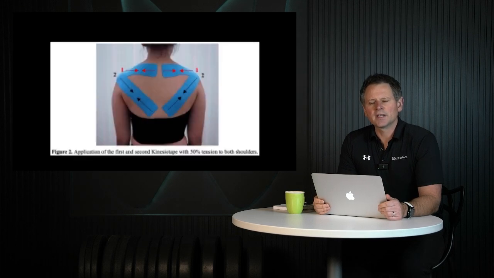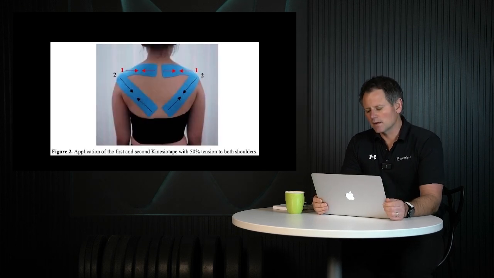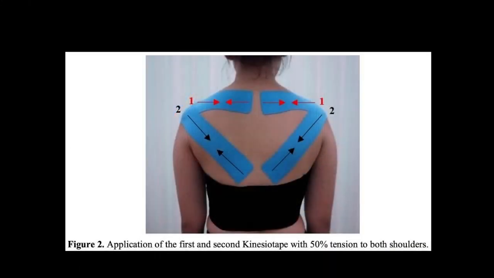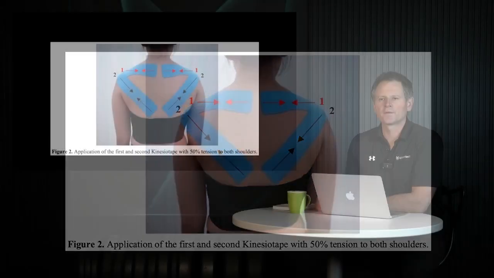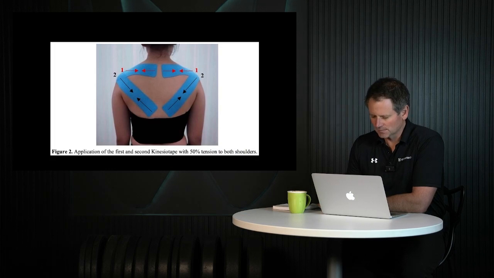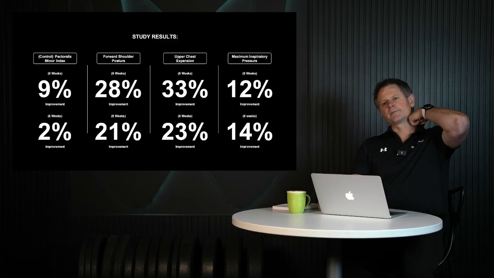But as we dive in here, with this study, it is an 8-week study. This is how they taped for the first 6 weeks of the study. We used 50% tension, easy peasy. The idea was that we're trying to get your patient away from a rounded shoulder posture. And so what did we find?